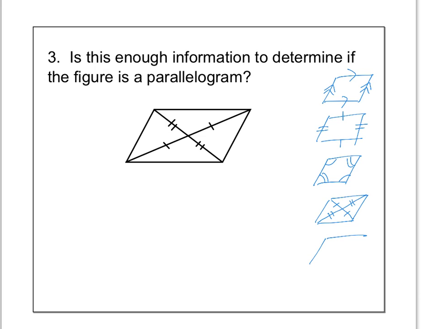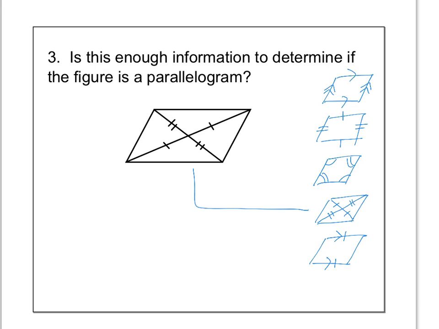And the last way is if you have one pair of sides that is both parallel and congruent on the same pair of sides. If any of these 5 things happen, then you say, yes, it's a parallelogram. So go ahead, and what do you think about number 3?